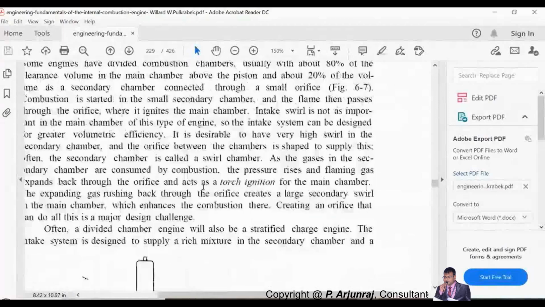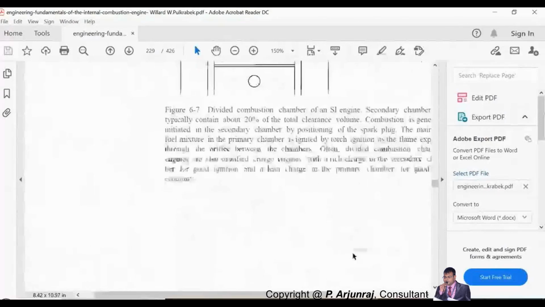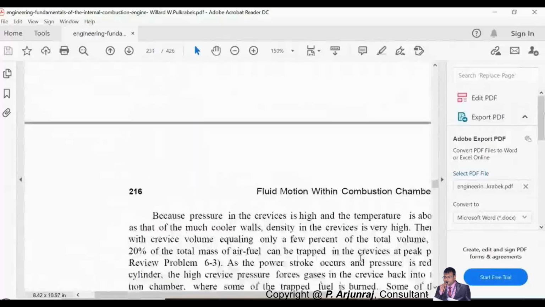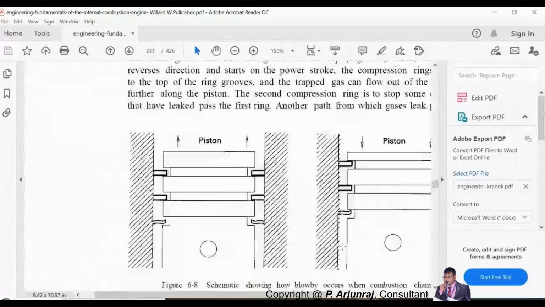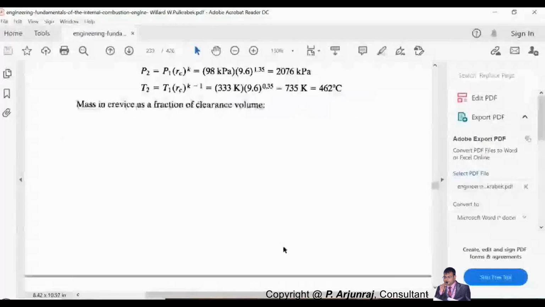The details of the divided chambers are all given here. But I told you that you need to avoid the piston blow-by flow of gas by providing the upper crevices. The pattern is given, and you can have different patterns. I have explained the pressure versus crank angle.